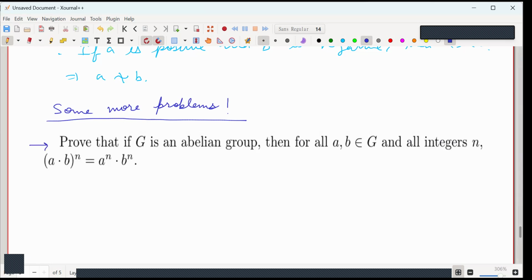G is an abelian group. Then for all A, B belonging to G, we are supposed to show that (AB) raised to n is A^n times B^n.